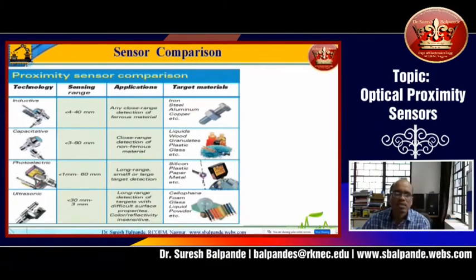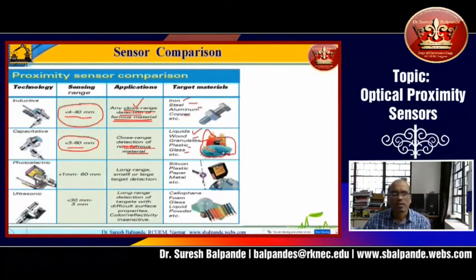Okay, so we will start with the inductive proximity sensor. Already we have discussed, its sensing range is less than 4 to 40 mm, and the application is very close range detection of ferrous material in particular. This is suitable only for ferrous material, and the target materials are iron, steel, aluminum, copper, etc. Capacitive has almost the same range, less than 3 to 60 mm. Again the same thing, but here non-ferrous material can also be detected, like liquid, wood, granulate, plastic, glass, and so on. Such are the applications where we can use the capacitive proximity sensor.